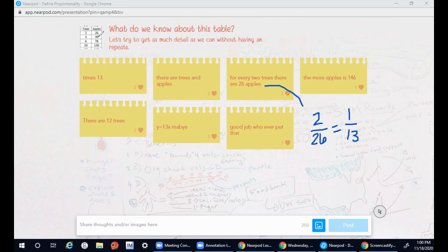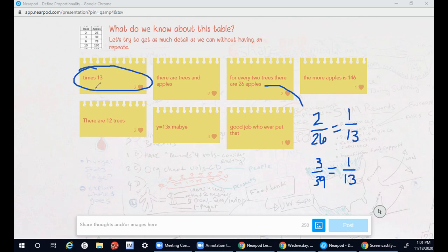Let me take another set of values on here. So let's say I have 39 apples on the 3 trees. So 3 trees gives me 39 apples. What do you think that's going to simplify down to? Both of these values can be divided by 3. So 3 divided by 3 will give me 1, and 39 divided by 3 gives me 13.